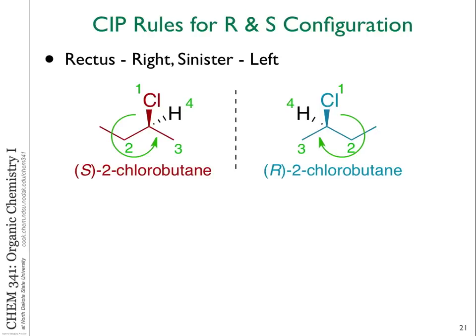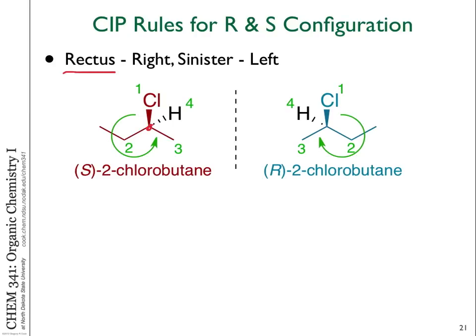And there's a little more to it, though, to figure out which one would be S, referring to sinister, Latin for left, or R, referring to Latin for right, rectus. And so you can see here, I've labeled these 1, 2, 3, and 4, based on the highest priority group being number 1. I will caution you, though, some books do this differently. Some books switch those numbers around, so don't be confused by that. What I mean by highest priority is 1 is the highest priority.